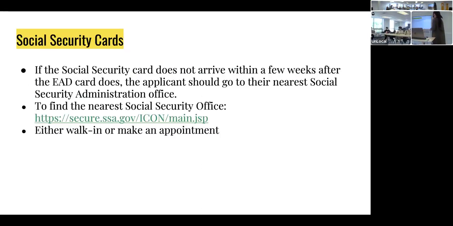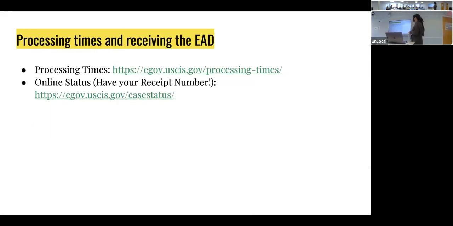All right. So here are some links to check some processing times. So the first link is the processing times, and the second link is the case status. You can only really check the status of your work permit application once you have the receipt notice, because the receipt notice will have what's called a receipt number that you will need to put into this website so that they can pull up your information.